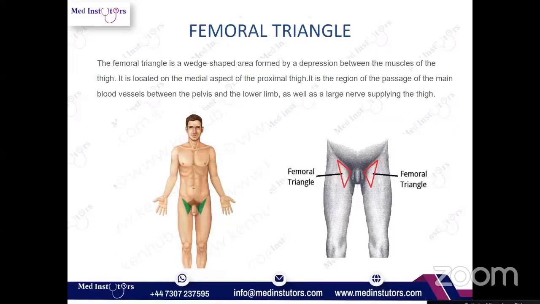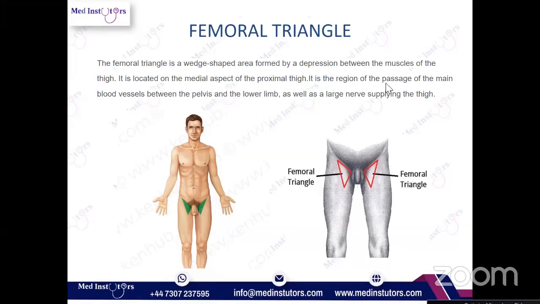So let's start. What is the femoral triangle? Basically, it's a triangular depression on the front of the upper third of the thigh, immediately below the inguinal ligament. Here you can see it is a wedge-shaped area formed by a depression between the muscles of the thigh. Again, here you can see the anatomical location of the femoral triangle. It is located on the medial aspect of the proximal thigh.